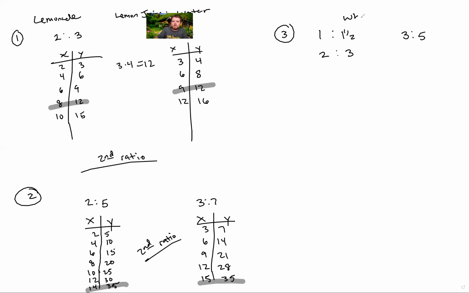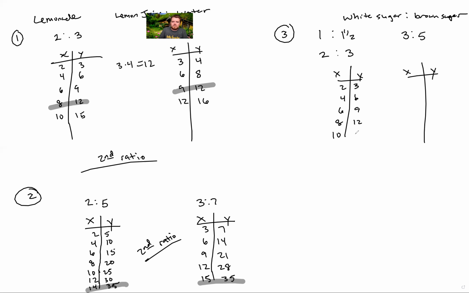So same thing, we're going to make a table. The first multiple that 3 and 5 have in common is 15. So on my chart, I'm going to need to go up to 15. So 2, 3, 4, 6, 6, 9, all the way up to 10, 15. In the second, 3, 5, 6, 10, 9, 15.